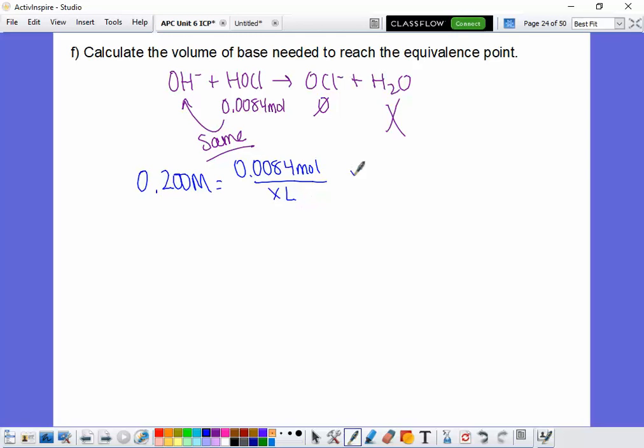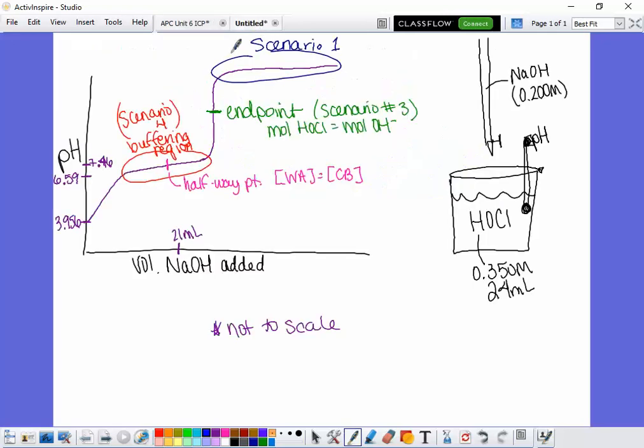Yeah, you should get 42 milliliters, or 0.042 liters. So on our graph, this point would be 42 milliliters. Again, not to scale. Okay?